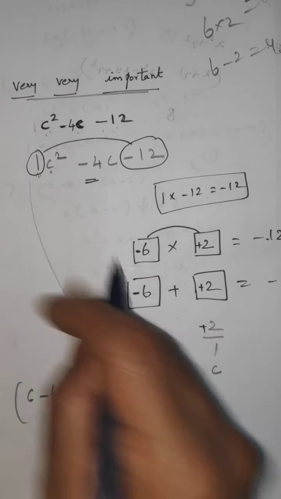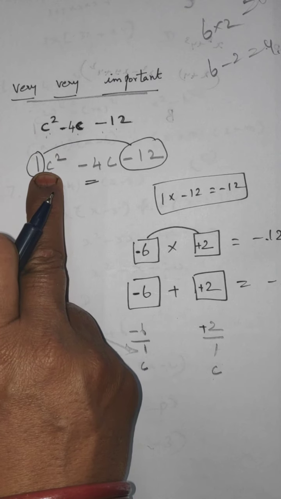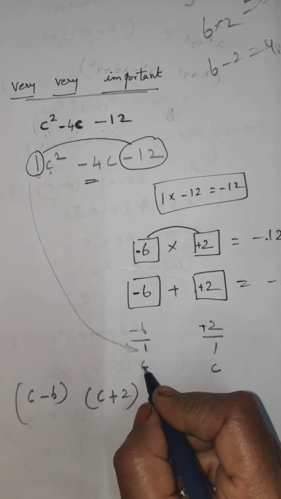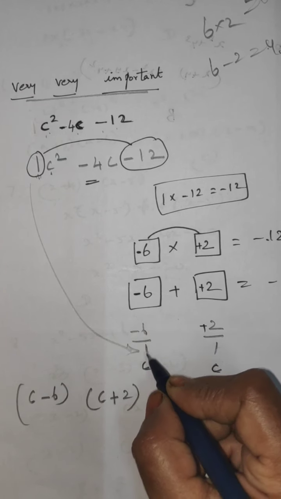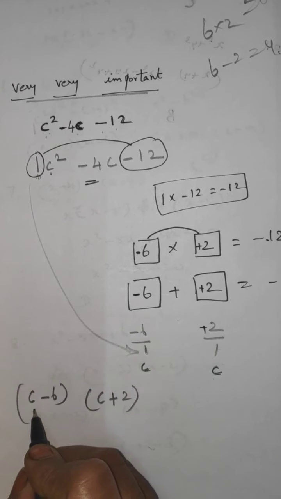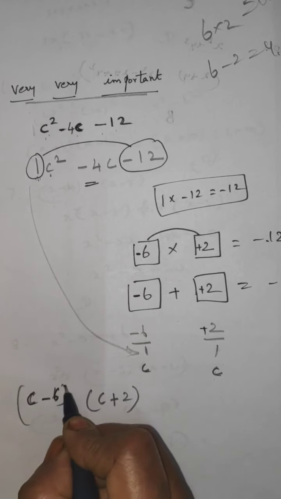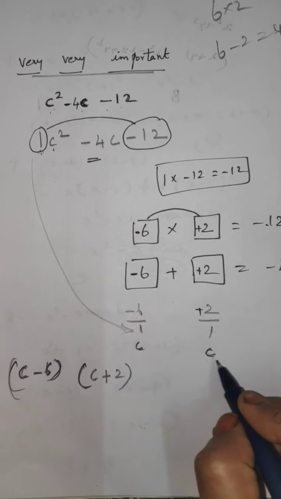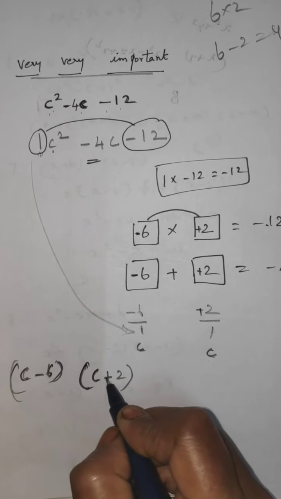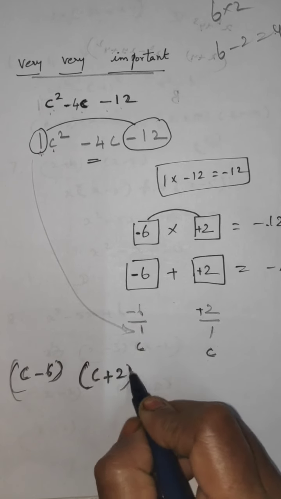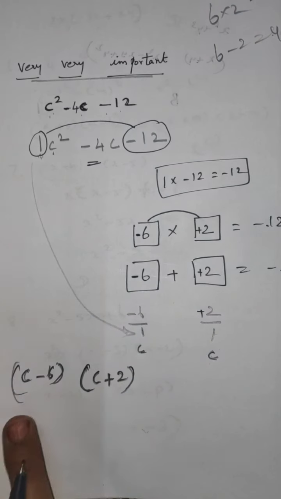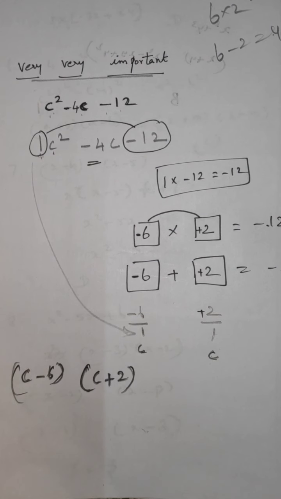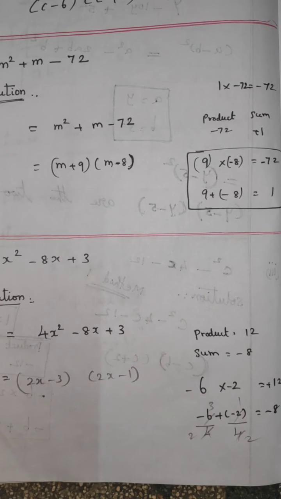So from this, what is the variable? A means A, B means B. Here only C, so you write 1 into C, C minus 6. The down number is C, the up number is minus 6. C minus 6 is one factor. Another one, start the bracket. 1C is C, plus 2 only, another factor. So for this expression, the answer is C minus 6 times C plus 2.